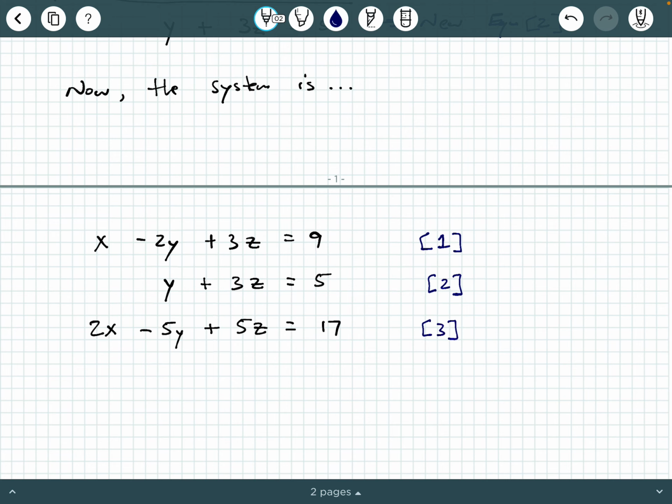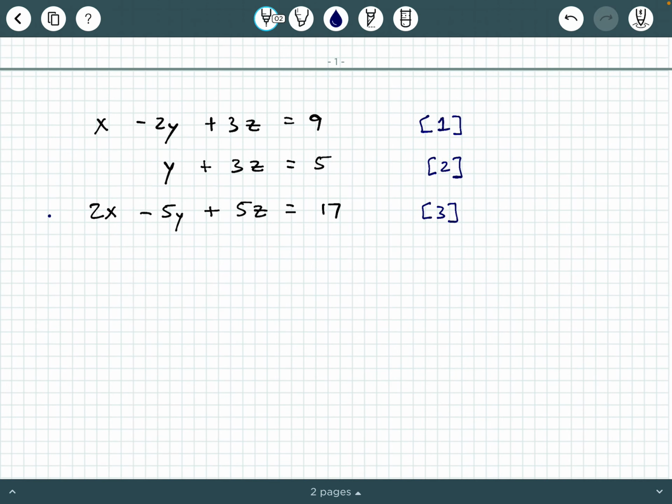Okay, so this process is actually the same as when we had two equations with two unknowns, but it may feel a little different for now because we do have a third equation with a third variable, but stay along with me for now, okay?